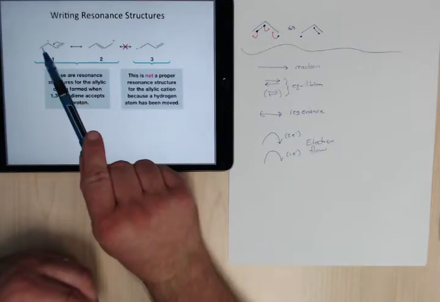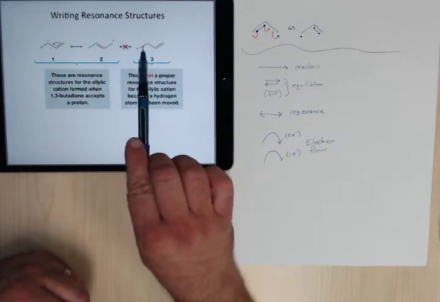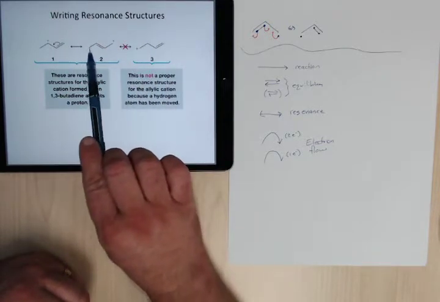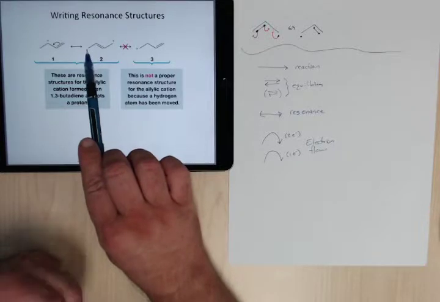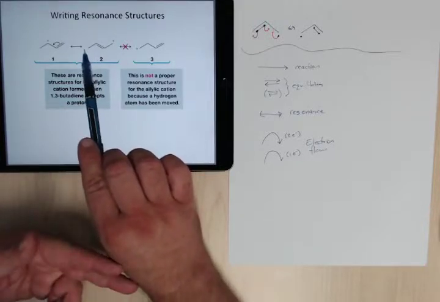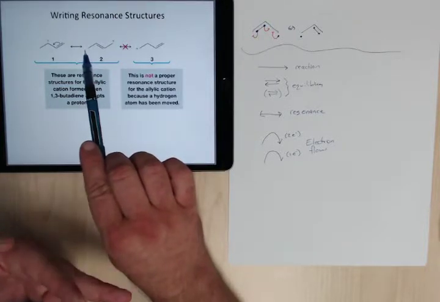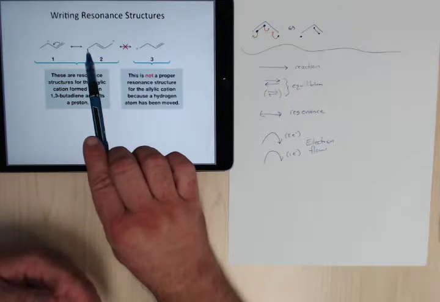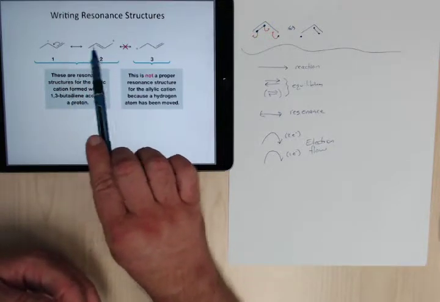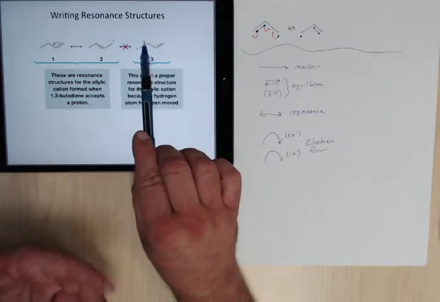Okay, so for writing resonance structures, right? So these are fine, right? This one is not, right? That carbon there, it doesn't have a charge. It doesn't have lone pairs. It doesn't have a pi bond. Charge, lone pairs, double bond. Okay, so this can't participate. So these two are fine. This one is not. What you would end up having to do is move a hydrogen over. That's not going to happen.